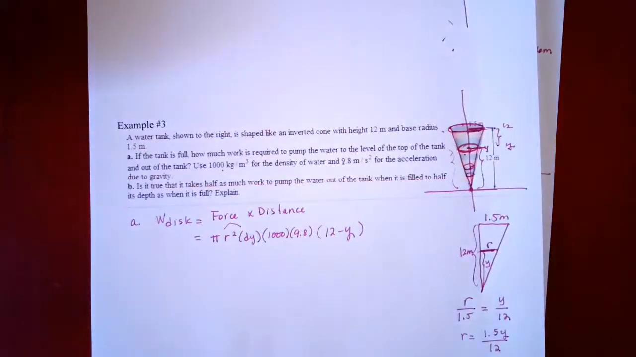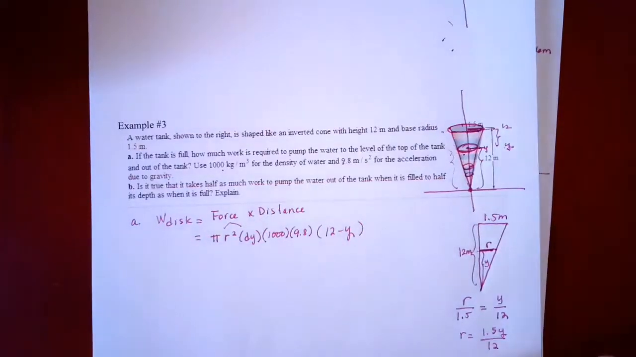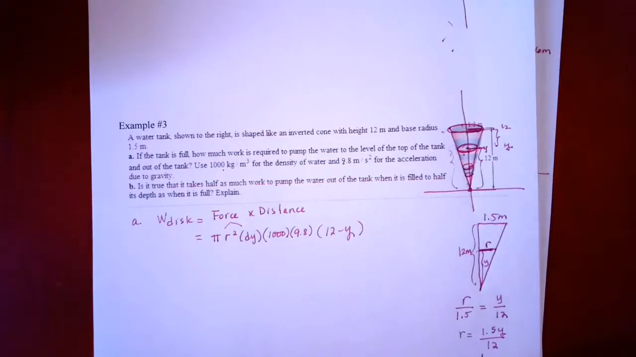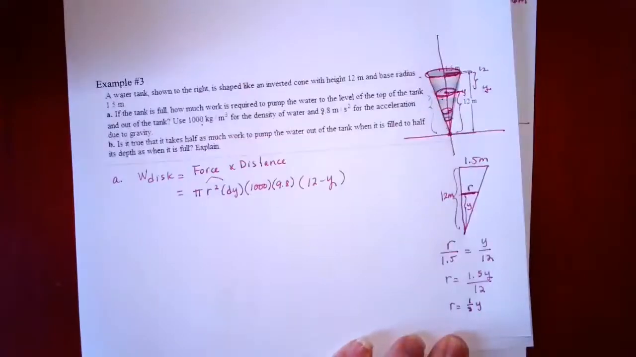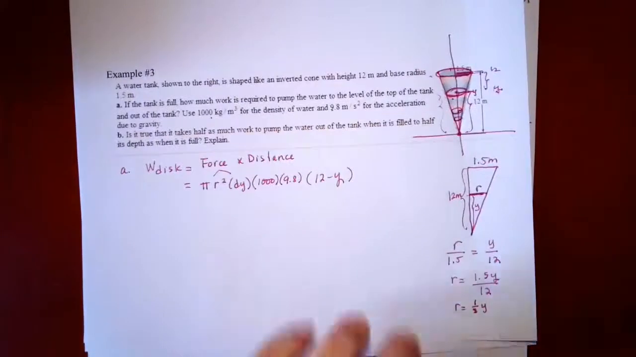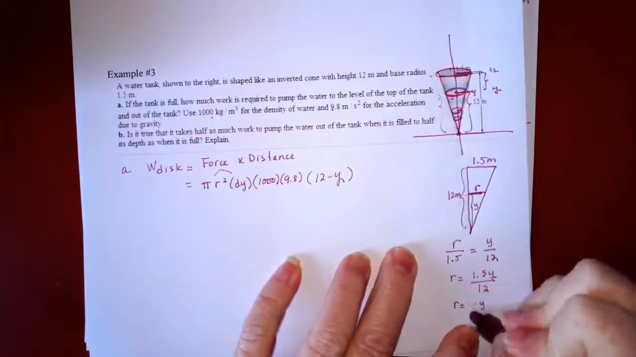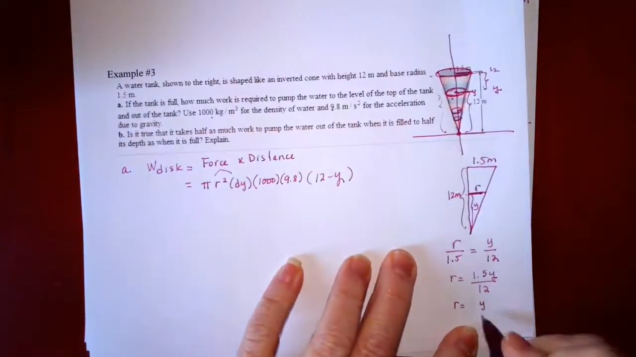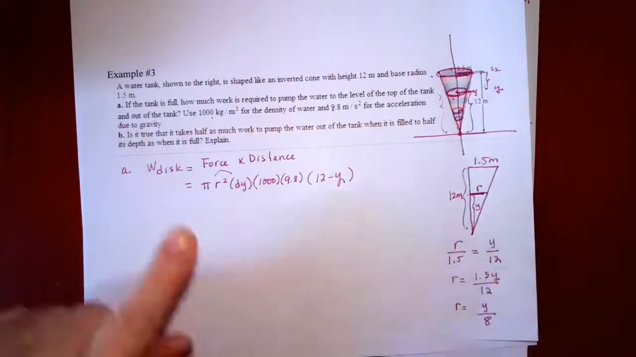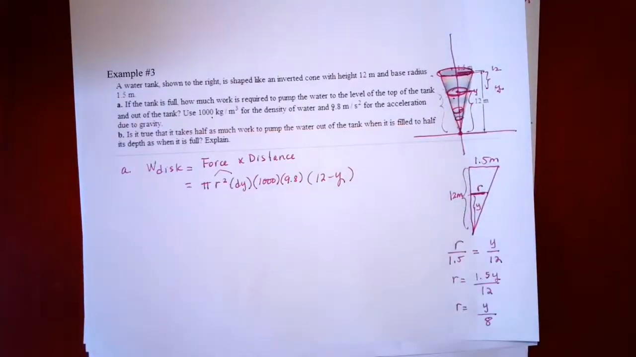Okay? Now, like I said, you could also find the equation of the line that is the boundary of it. I just chose to use similar triangles in this case. And remember, 1.5 divided by 12 is 1/8. So the radius is 1/8 y. Oh, sorry, or 1/8 of the height it is above the bottom of the tank. So for every different disk, that radius would be different.